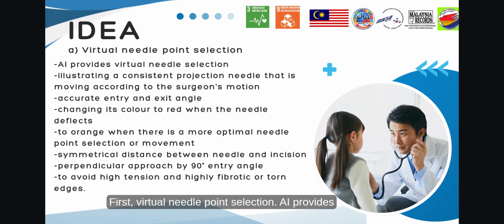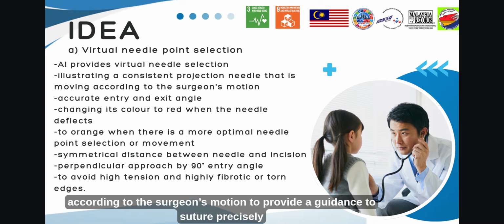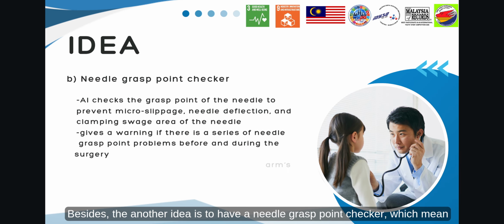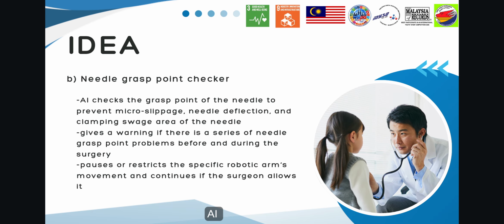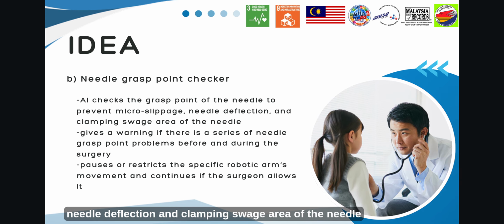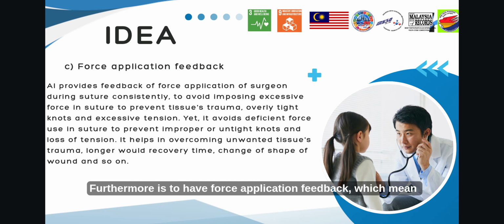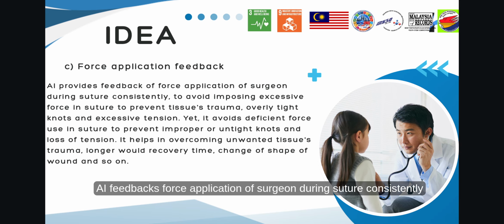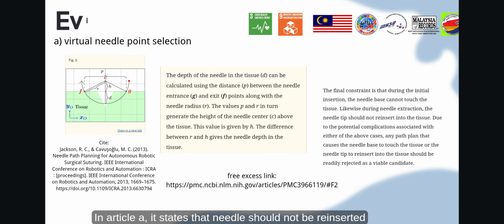First, virtual needle point selection. AI provides virtual needle selection by illustrating a consistent projected needle that moves according to the surgeon's motion, to provide the surgeon guidance to suture precisely. Besides, another idea is a needle grasp point checker, which means AI checks the grasp point of the needle to prevent micro slippage, needle deflection, and clamping the sweat area of the needle. Furthermore, force application feedback, which means AI consistently feeds back the force application of the surgeon during suture.